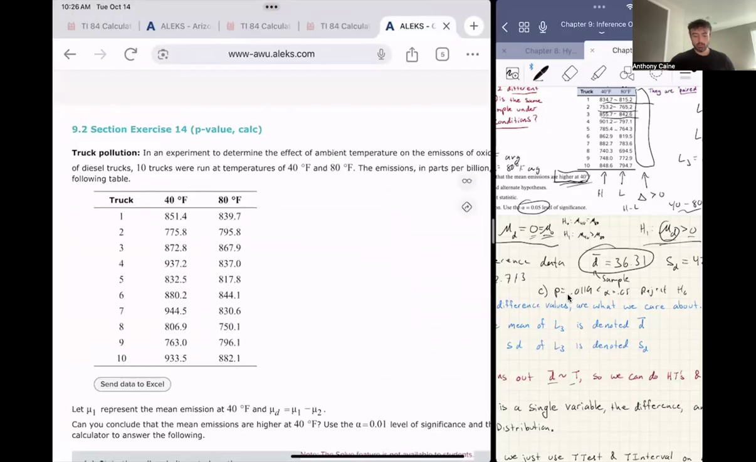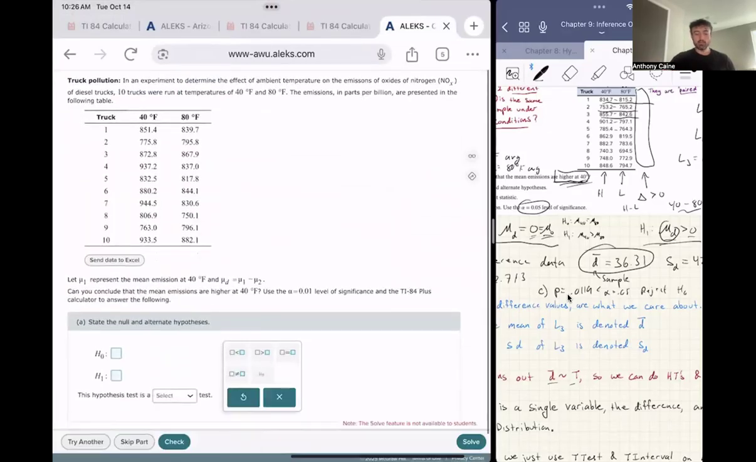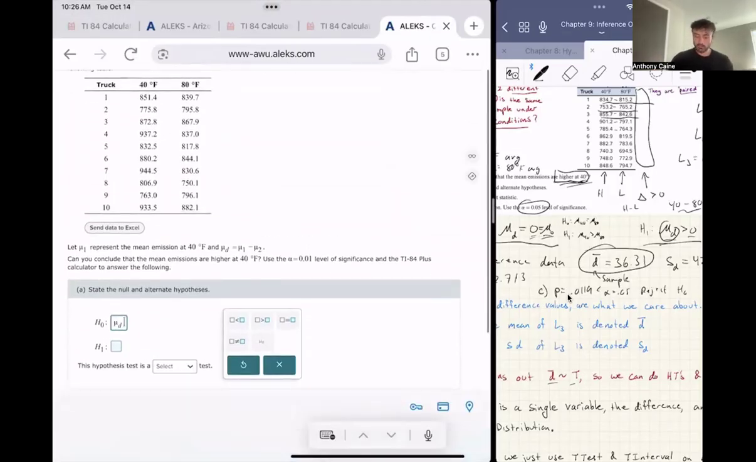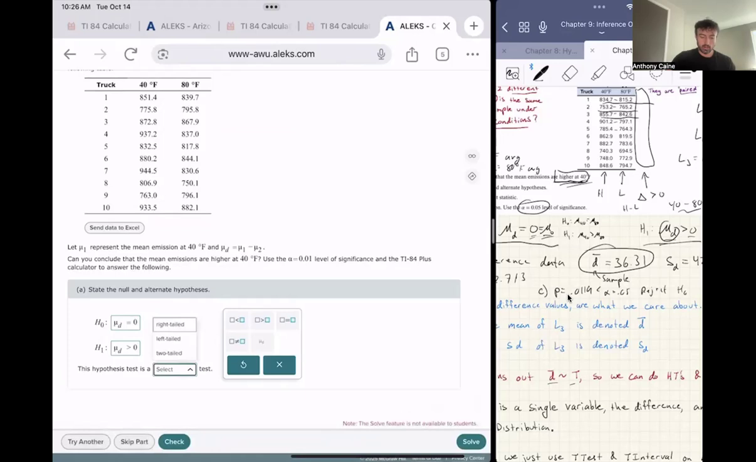Oh, hey, look, it's the truck problem, right? And notice how it says mu d is equal to mu1 minus mu2. So, okay, what is our null hypothesis? It's that mu d equals 0. What's our alternate hypothesis? Based on the labeling, it would be that mu d is bigger than 0. So we're going to the right of 0. It's a right-tailed test.